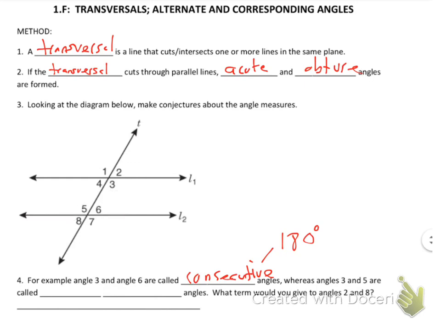Does anybody remember what those are called? It's 2 words. Alternate. Are these inside or outside? They're alternate interior angles. So what if I called those alternate interior angles? What do you think 2 and 8 are? 2 and 8, alternate exterior.